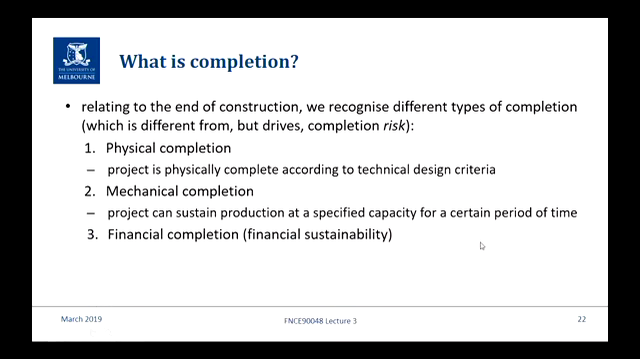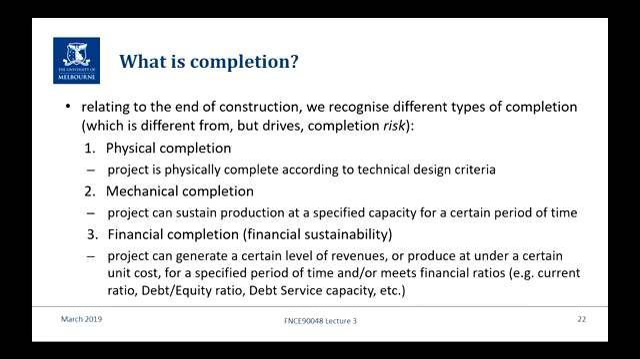And then in recent times they've also said, well, even if it's producing, it needs to produce the right cash flows. So it needs to generate a certain level of revenues, or produce under a certain unit cost, for a specified period of time, and/or meet different financial ratios, and so on. There are different aspects that are going to be specified, and they're the ones that the lenders will determine are the most relevant in terms of giving them a high level of comfort that the project will be able to generate sufficient cash flows to repay the debt.